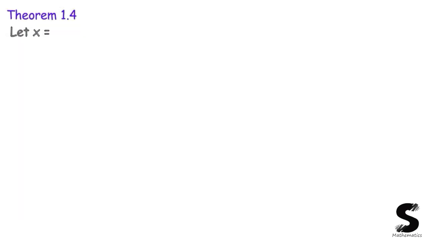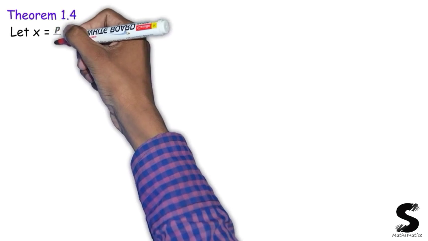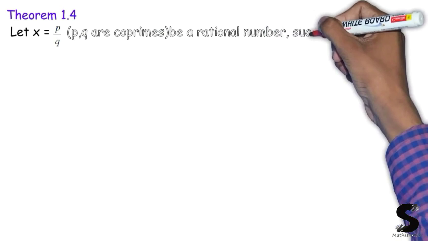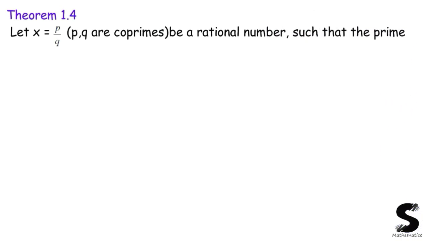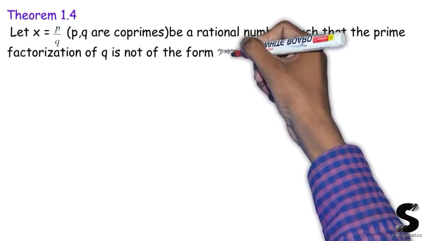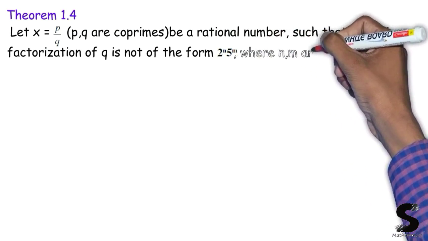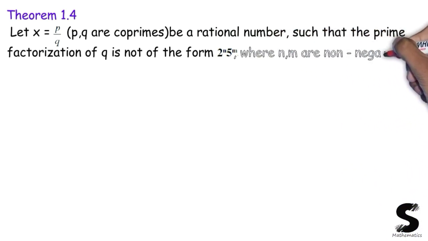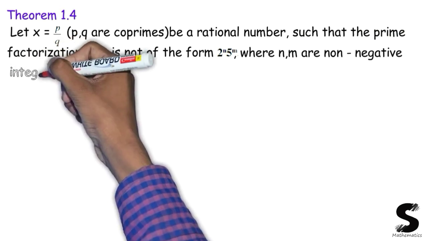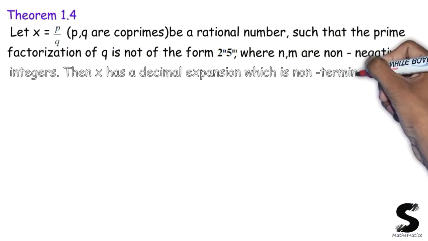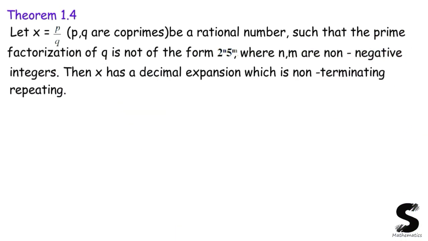Coming to the next theorem, theorem 1.4. Let x is equal to p by q, where p comma q are co-primes, be a rational number such that the prime factorization of q is not of the form 2 power n into 5 power m, where n comma m are non-negative integers. Then x has a decimal expansion which is non-terminating repeating decimal.